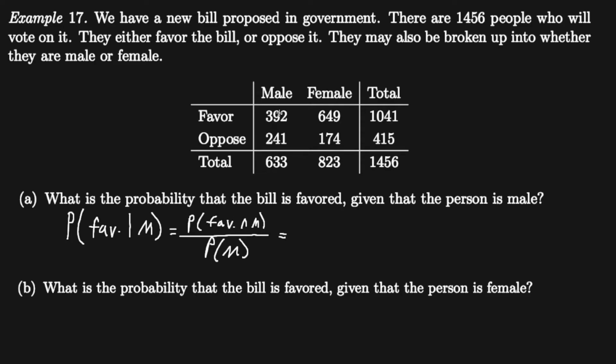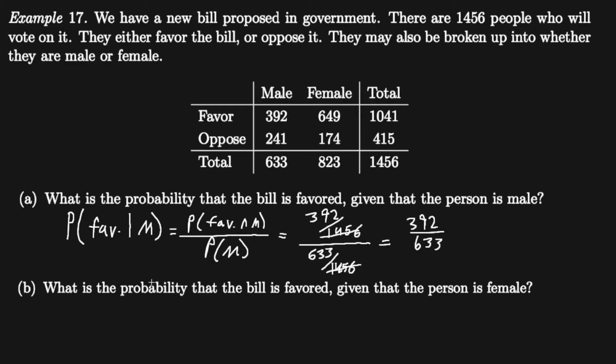The numerator is favored and male. What is the probability of favored and male? Favored and male is 392 over 1456, and then the denominator is the probability of a male, which is 633 over 1456. Now we can see that these cancel out, just leaving us with 392 over 633.